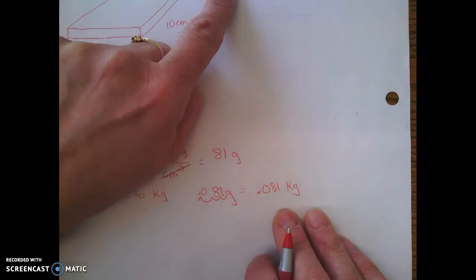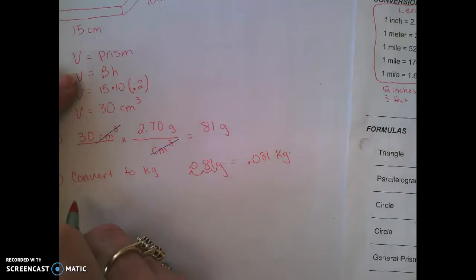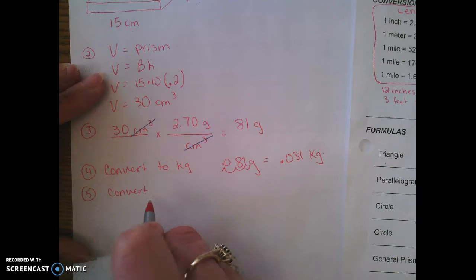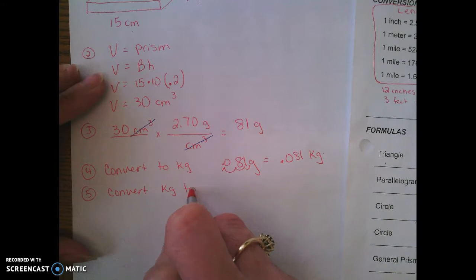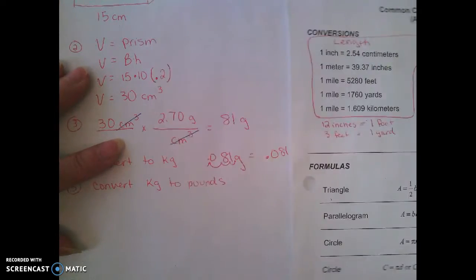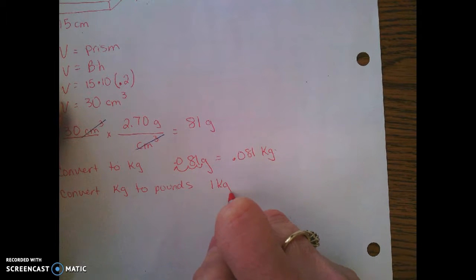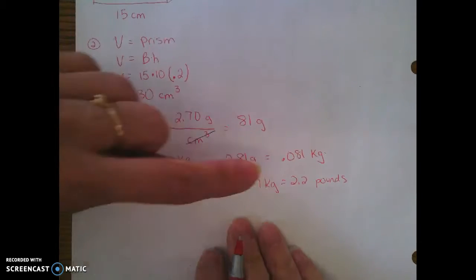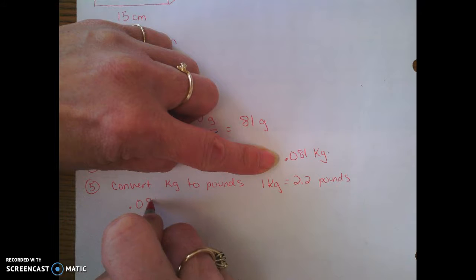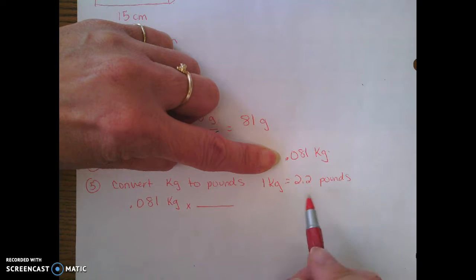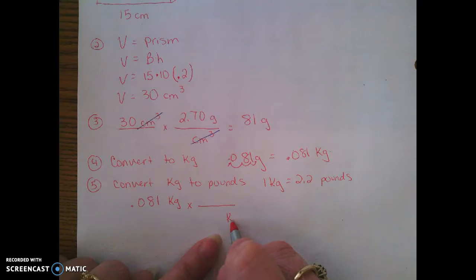So I'm in kilograms, but I still want to convert that to pounds. So I'm still converting. So you can call this step 5 if you want. I'm now going to convert kilograms to pounds. And I'm going to use, right here, 1 kilogram equals 2.2 pounds. All right, so I'm taking my last measurement, 0.081 kilograms, and I'm going to multiply that by my conversion. If kilograms is in the numerator, I need kilograms in the denominator, and I'm changing this to pounds.